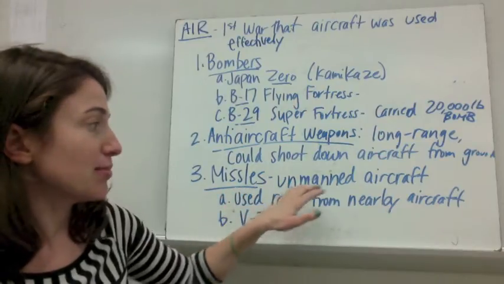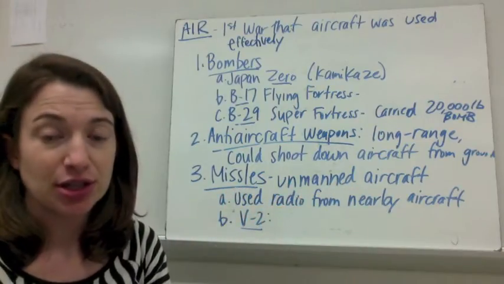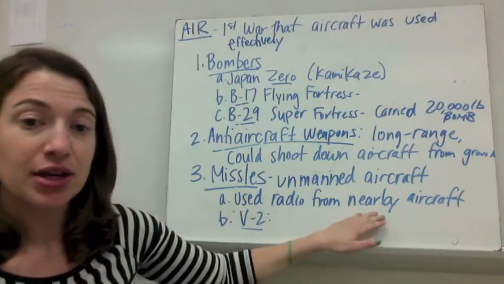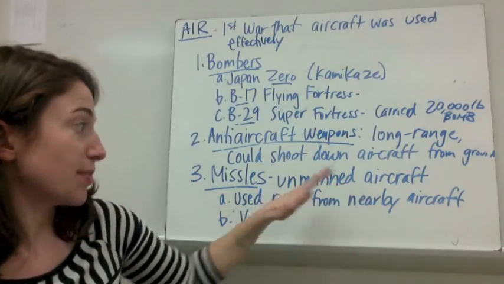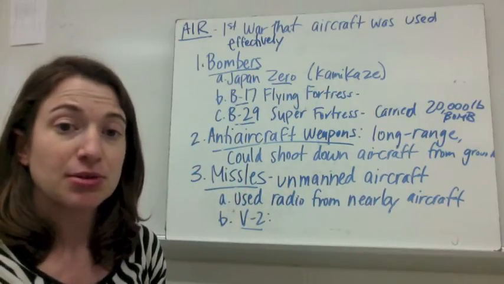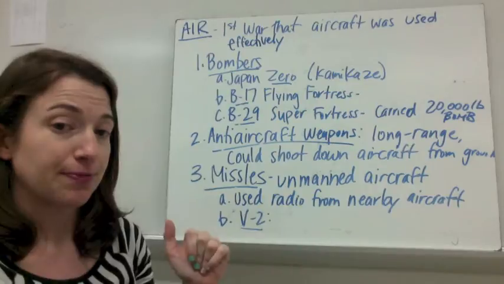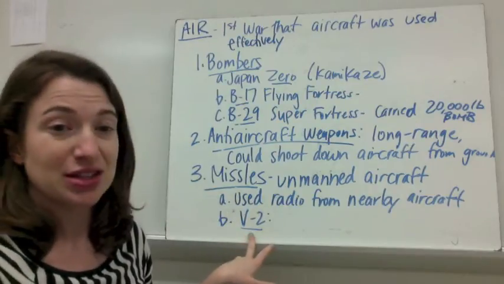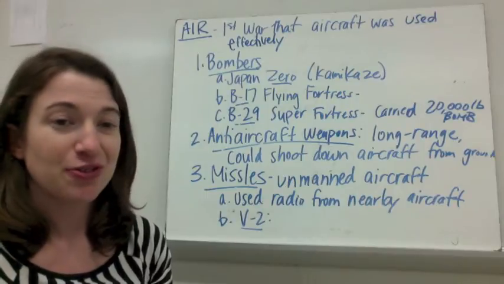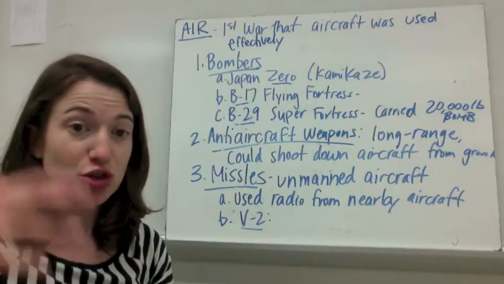Missiles were essentially unmanned aircraft that could be launched using the radio from a nearby aircraft. You're going to launch it typically into another aircraft, but sometimes also onto a land target. The most famous one is the German V2, and it was a 46-foot-tall missile. It's a huge missile, okay?